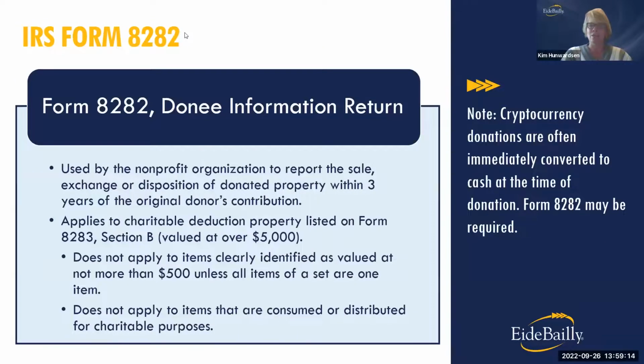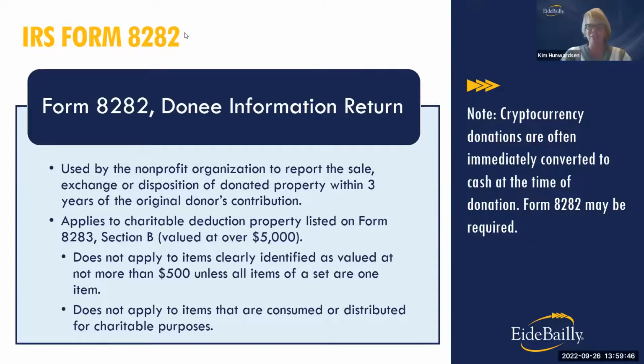So the 8282 is your donee information return. This needs to be completed and sent to the IRS after you sell property for which an 8283 was received and signed off for. It doesn't need to be filed if you consumed items in your own use, or if they were distributed out for charitable purposes. So that's an exception there.